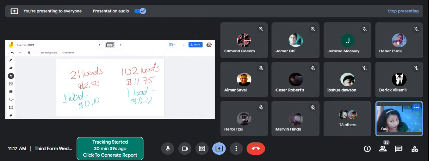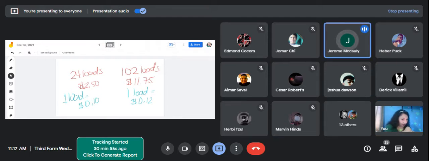Everybody understood what I did there? Yes, miss. Okay, good. So now, which one is cheaper? Buying a small bottle or buying a big bottle? Miss, I think buying the big bottle, miss. Buying the big bottle? Yes, miss, because you can do one or two loads for only 12 cents each.